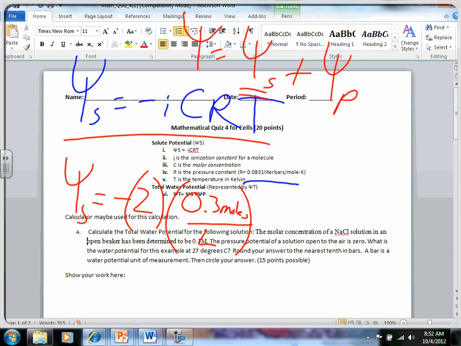We know the next thing we need in our equation is R. And R is this number that's going to be given to us: 0.0831. But let's get the units up here. It's liters times bars over moles times kelvins. And then the last thing we need is the temperature. And that's given to us in the problem. It tells us 27 degrees C. Just what Kelvin temperature? 27 C is 300 Kelvin. Add 273.